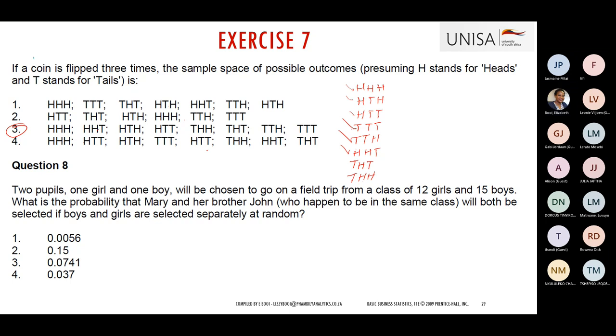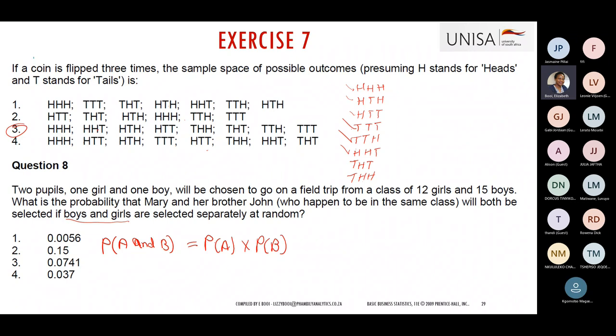Are both of them dependent or independent events? Independent. Do they influence one another? No, they don't, right? They are independent events. So as they are independent and we are asked to calculate the probability that a boy and a girl both happen to be selected, we need to find the probability of A and B. And because they are independent events, the probability of A multiplied by the probability of B.